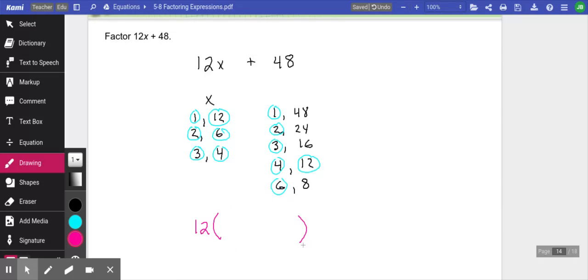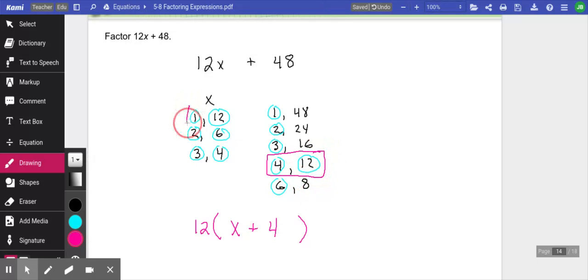Now, we have to take what's left in the parentheses. So what's left is going to be 12x divided by 12 is 1x. 48 divided by 12 is 4. Now, you might also notice that we took out this 12, and the number that it was multiplied by originally is what stays in parentheses.